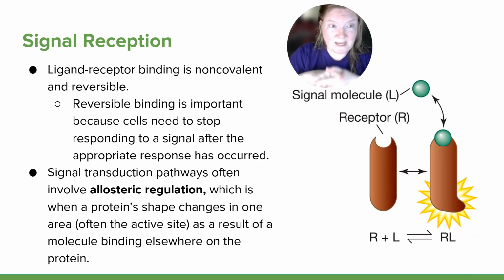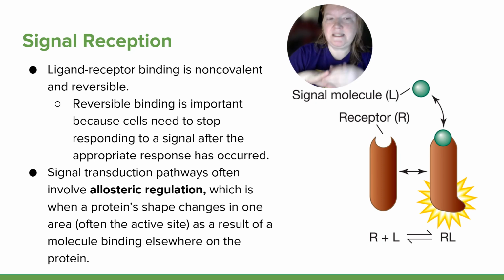Now, the signal reception is non-covalent and reversible. Why would it need to be reversible? Well, cells need to be able to stop responding to a signal after the appropriate response has occurred. So if it wasn't able to reverse it, the cell would not be able to stop responding.